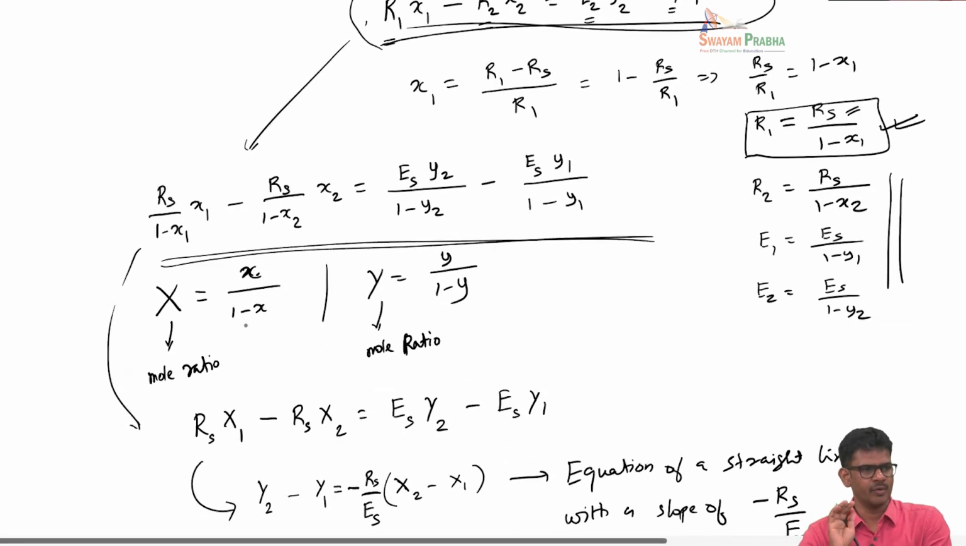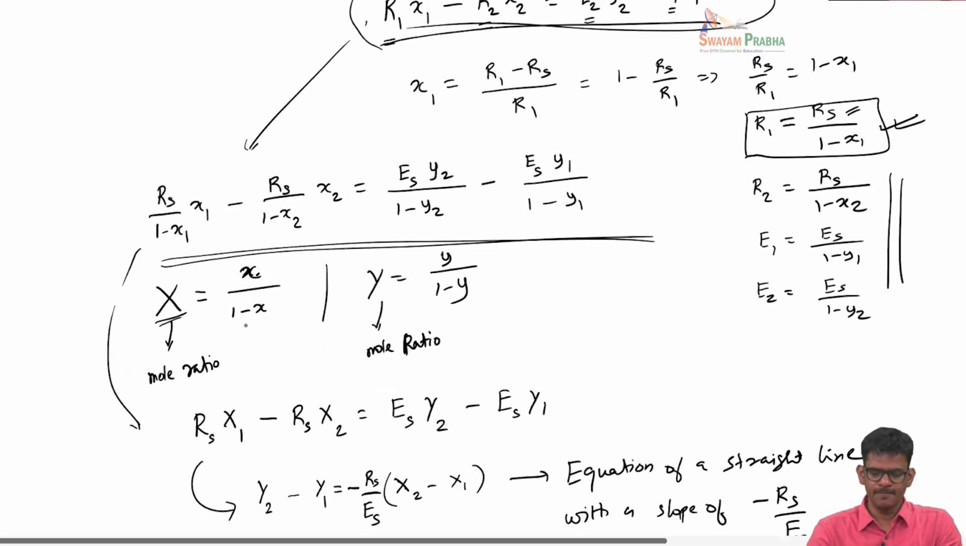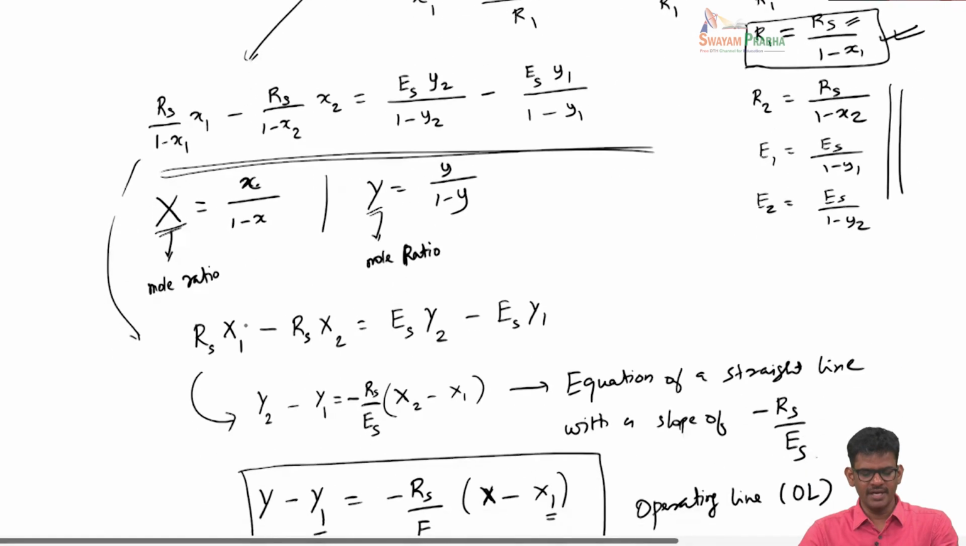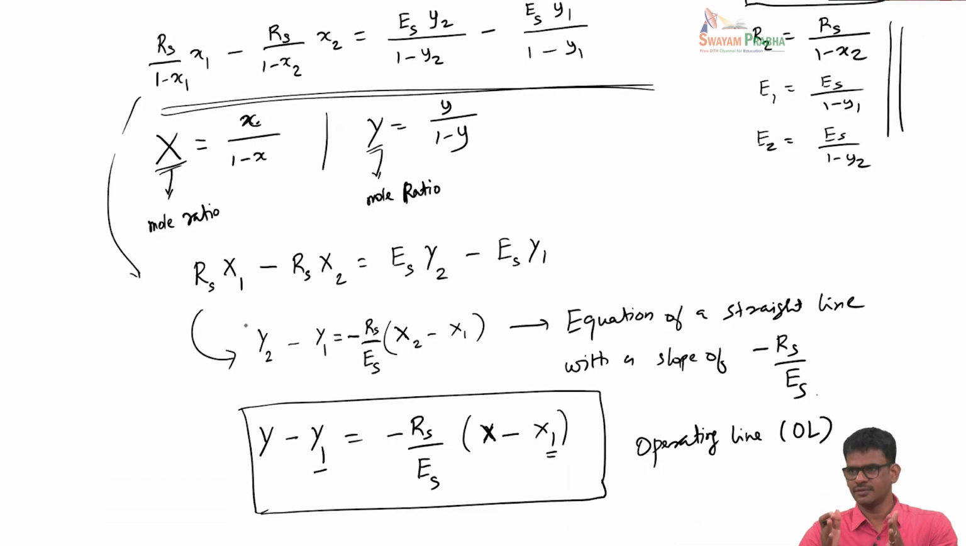So once you substitute that, you get this equation where the compositions are in a particular form, like x by 1 minus x, y by 1 minus y. And then we define a new set of variables, capital X and capital Y, which are mole ratios. When you write the mass balance in terms of mole ratios and rearrange, you get an equation of a straight line representing the change in the composition of the fluids as you go from the entrance to exit. Okay, is it clear?